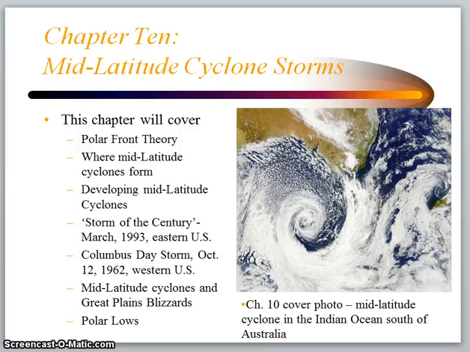We'll talk about something called the Storm of the Century, which was a mid-latitude cyclone on steroids along the east coast of the U.S. in March of 1993. There is an equally infamous mid-latitude cyclone along the west coast of North America, the Columbus Day storm, October 12, 1962, and I'm old enough to remember that, fortunately or unfortunately. Mid-latitude cyclones and their association with Great Plains blizzards. Maybe some of you are writing about blizzards for your major writing topic. And polar lows, which are kind of interesting. They almost look like hurricanes on satellite imagery.